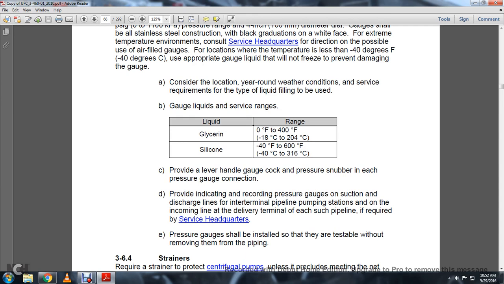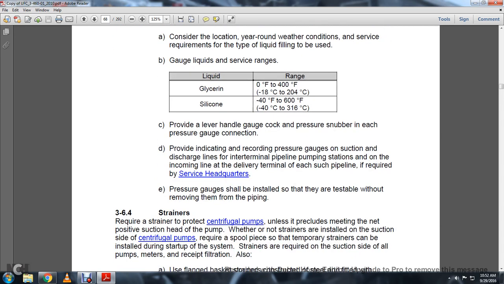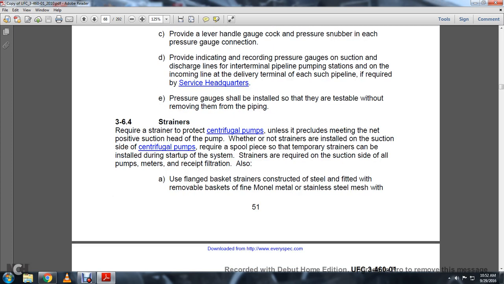Provide a lever handle gauge cock and a pressure snubber in each pressure gauge connection. Provide indicating and recording pressure gauges on the suction and discharge lines, inside the pipeline pumping station, and on the incoming line of the delivery terminal on each end of the pipeline, as required with the service headquarters. Pressure gauges shall be installed so that they are testable without removing the gauge from the piping.